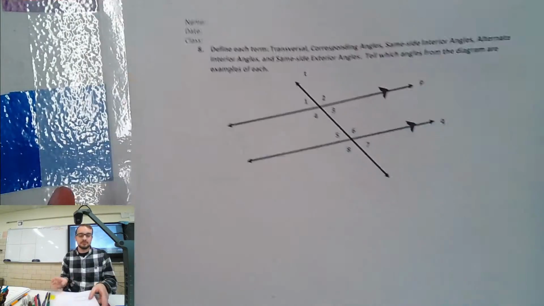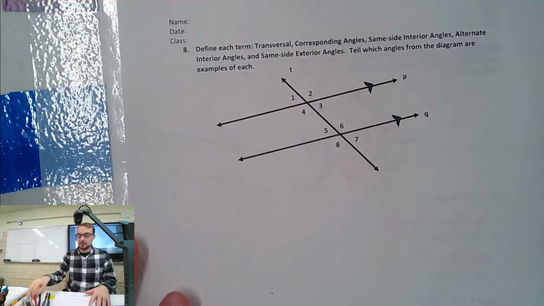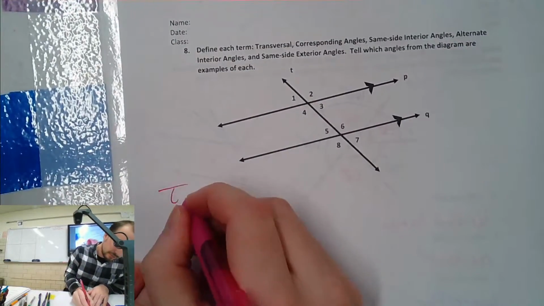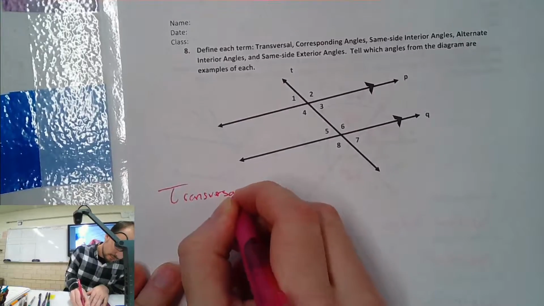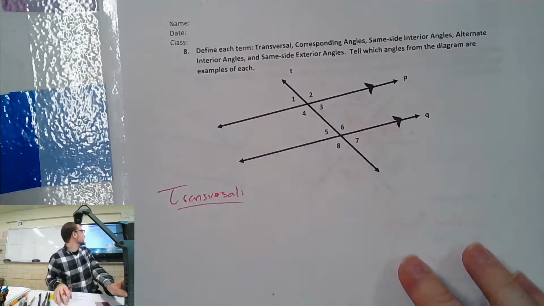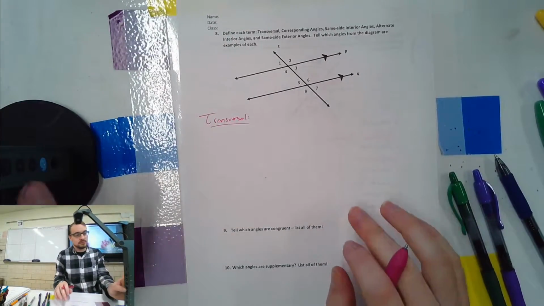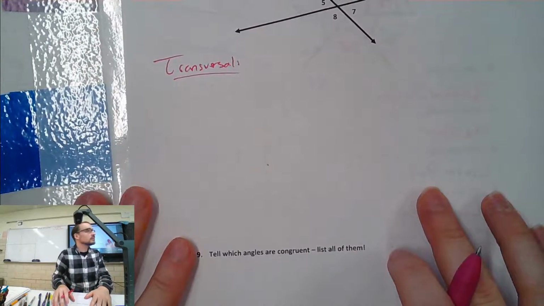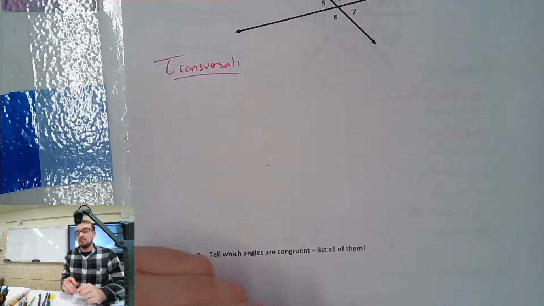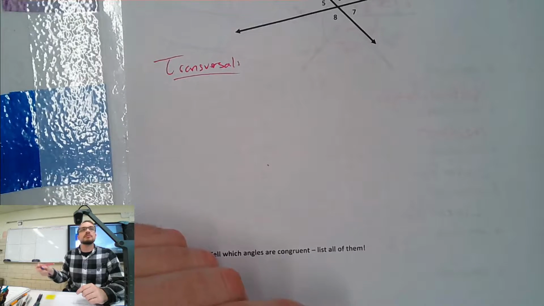Turn the page. Define each term. Transversal. Sounds like a wrestling move, but it isn't. Someone tell me in their own words what a transversal is. A math term. Someone other than Bailey, because I'm tired of talking to her.